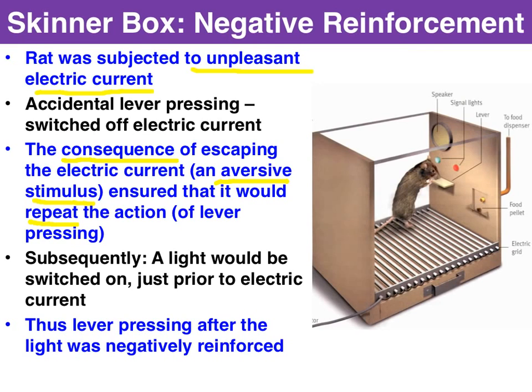Later on, Skinner would switch on the signal light just prior to turning on the electric current. And again, the rat fairly quickly learned the association between the light and the electric current and the lever pressing. So the light would be switched on, the rat would rapidly hit the lever to remove that aversive stimulus. That is, the behaviour of lever pressing had been reinforced to remove the aversive stimulus. Thus, we have negative reinforcement.